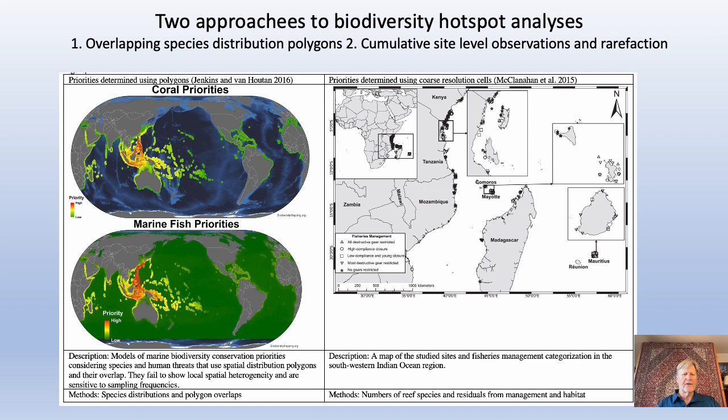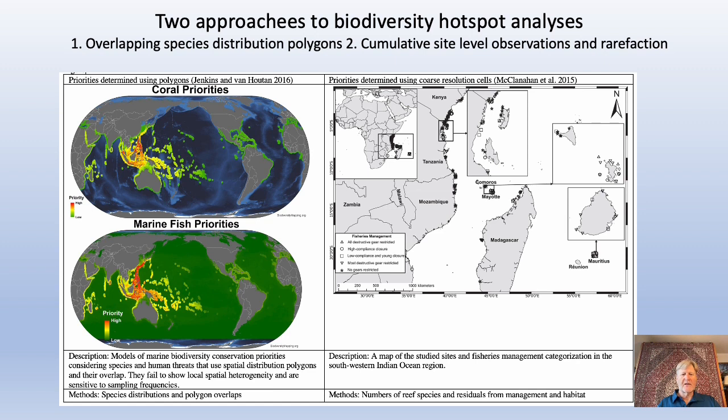The Western Indian Ocean is a tropical location with high biodiversity, many coral reefs. It's peripheral to the center of biodiversity in the Coral Triangle of the Western Pacific, but it also has very high biodiversity, but has not been studied as extensively as many of the areas in the Coral Triangle.